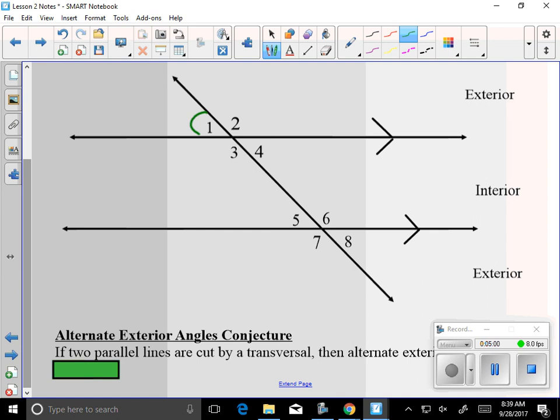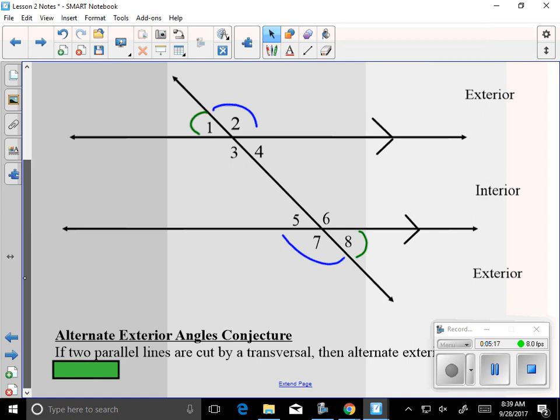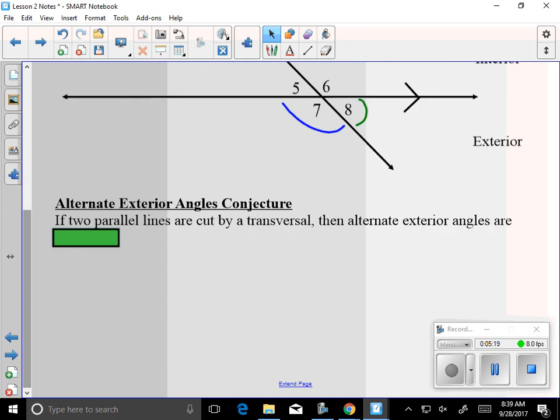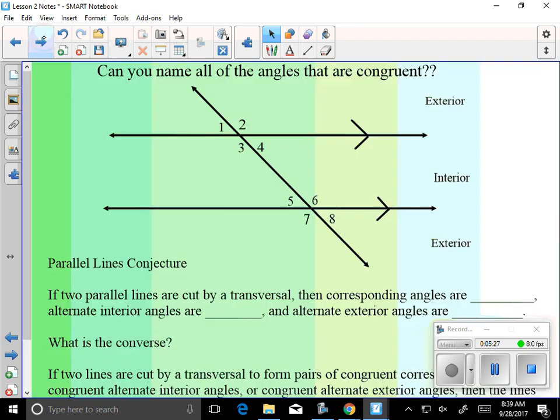And what other angle are alternate exteriors? 8. Nice and loud. Nice job. 2 is an alternate exterior angle with 7. Those are alternate exterior angles. And guess what? That means they're congruent. See a pattern here? I do. Okay, let's continue.